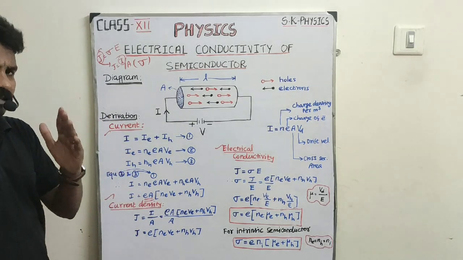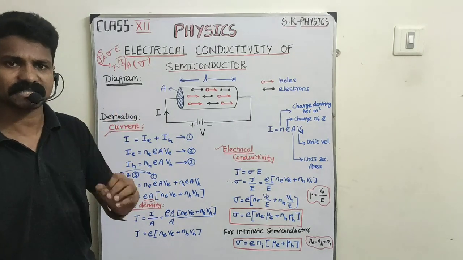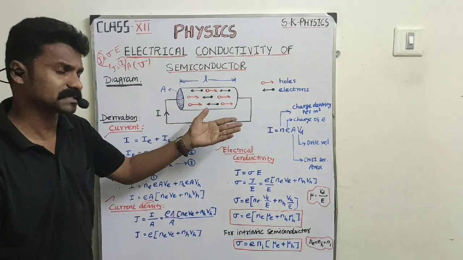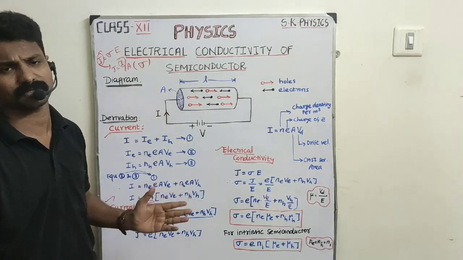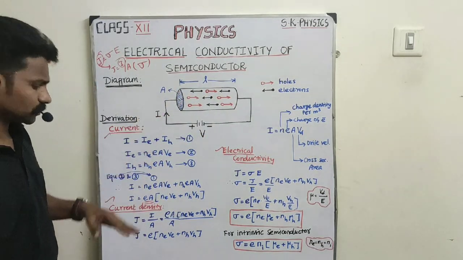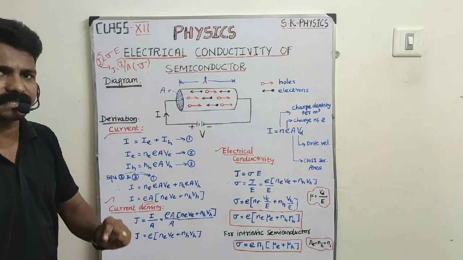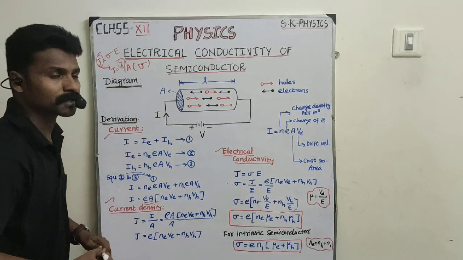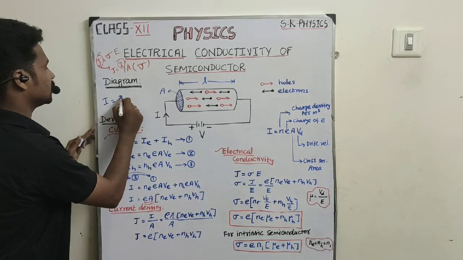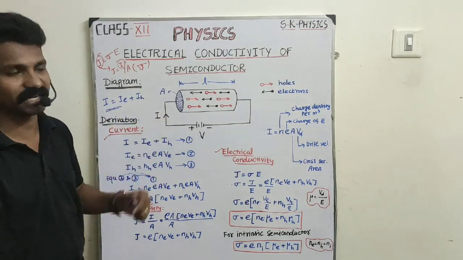In a semiconductor, current conduction is due to electrons as well as holes. When we apply an external potential, the electrons drift towards the positive terminal. Likewise, the holes drift towards the negative terminal. So we must add two currents: one is the electron current, and the other is the hole current. The total current is the electron current plus the hole current. This is the general idea we learn from the diagram.